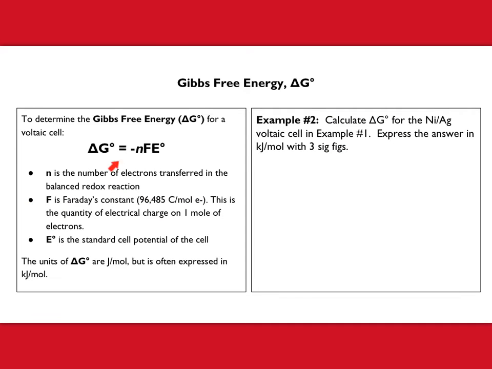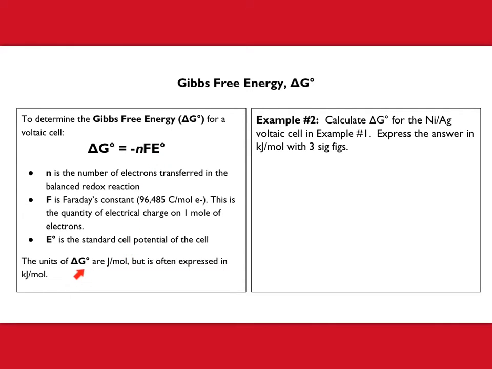So to determine Gibbs free energy, we'll use this equation, where n is the number of electrons transferred in a balanced redox reaction. F is the Faraday constant. It's 96,485 coulombs per mole of electrons. This is basically the quantity of electrical charge on a mole of electrons. And E is the standard cell potential of a cell.